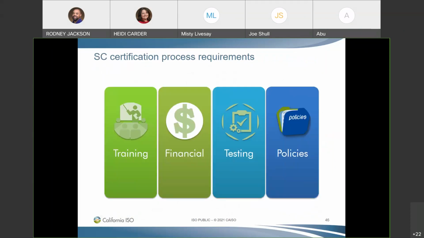So the SC certification process has requirements. These requirements include mandatory trainings, financial and testing requirements, as well as ongoing adherence to policies. Now, for more information on this, you can visit the ISO website and refer to the business practice manuals, and that information will be included in this deck when we send it out.